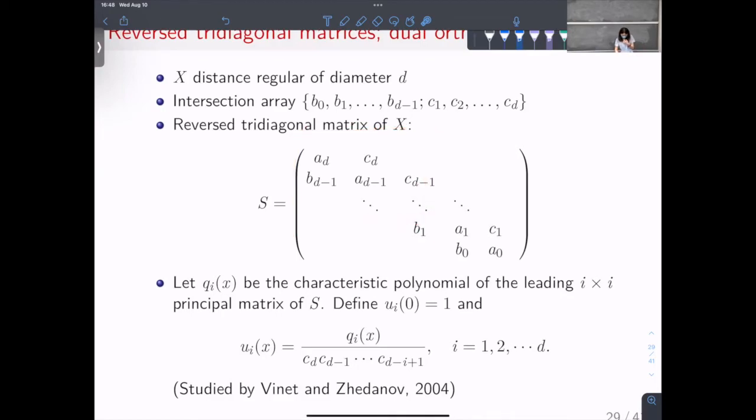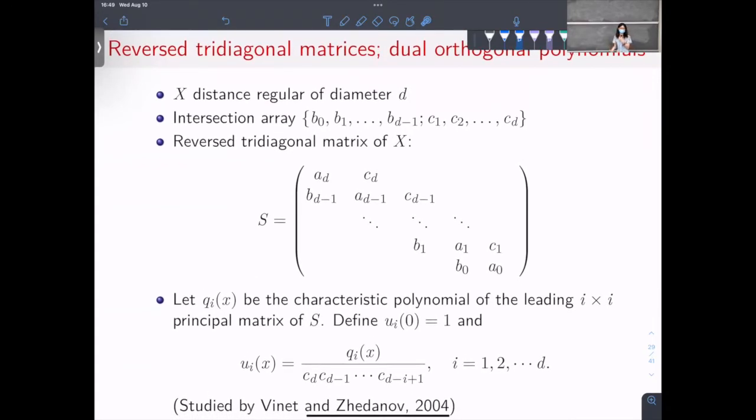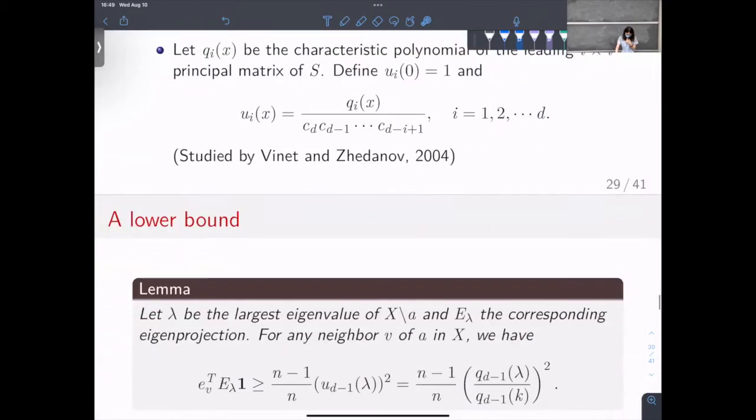And we can define a new polynomial using the Q_i's and the c's, so that this will become eigenvectors for the corresponding blocks if you evaluate it at the right eigenvalues. Oh, by the way, this reversed diagonal matrix has been studied by Luke and Zhan in 2004. I think they call these dual orthogonal polynomials, and they derive a bunch of nice properties about these Q_i's.